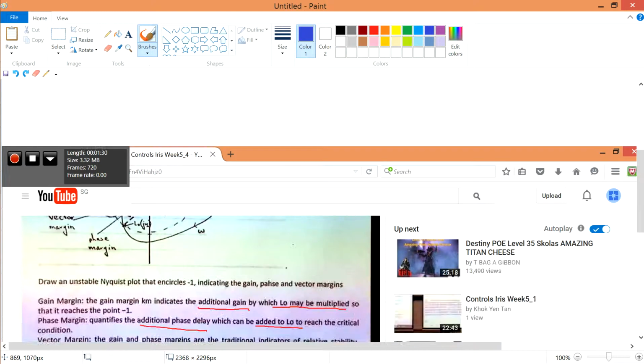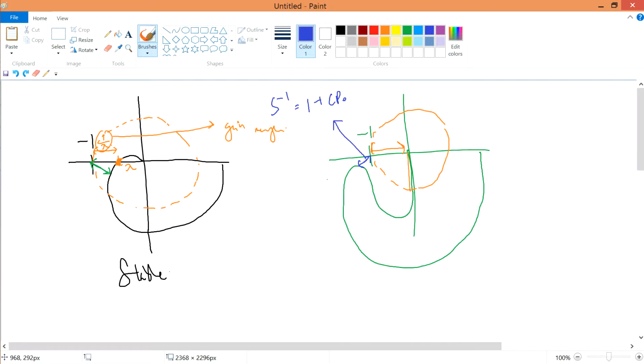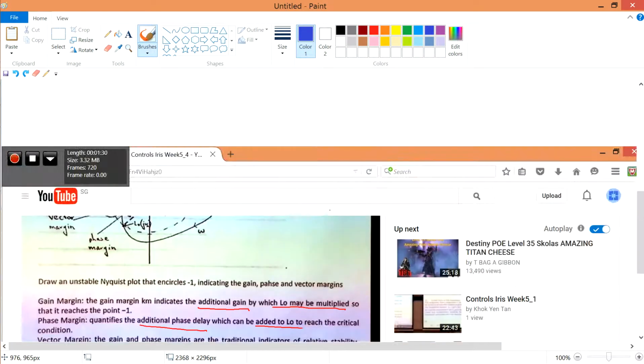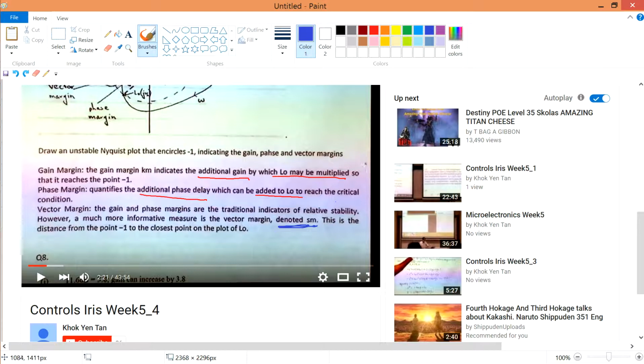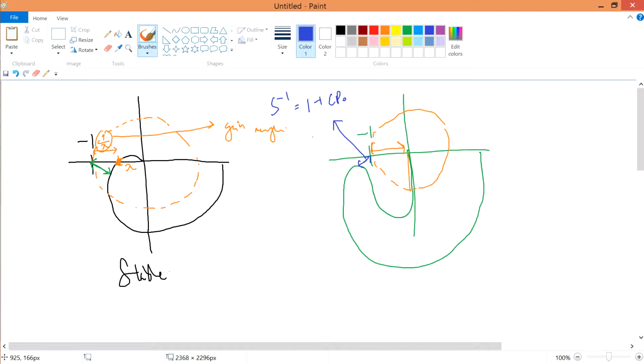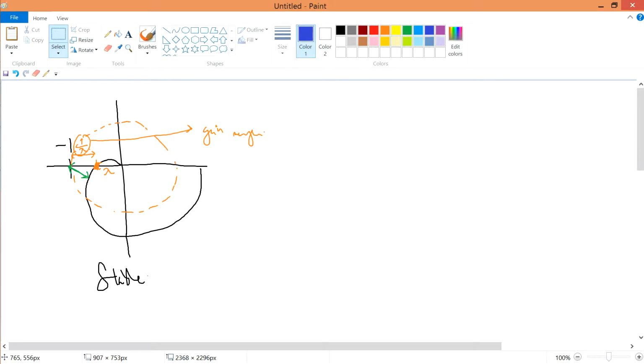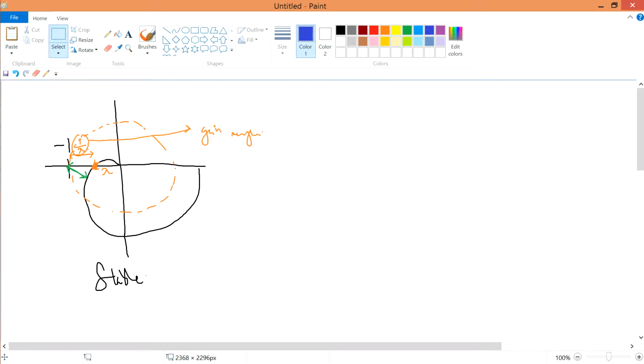Somewhat, you also want your vector margin to be high. As a summary, the gain, phase, and vector margins must all be as high as possible in order to be stable. That's just the understanding. We only drew the stable one; we haven't drawn the unstable one. So for this case, you can illustrate that this picture is considered stable, because your gain, phase, and vector margins are all adequate.